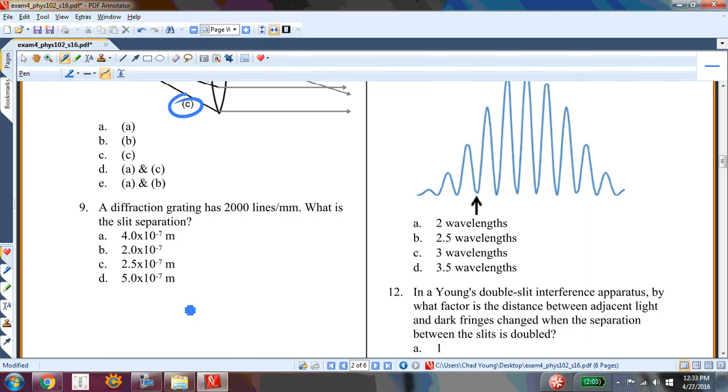A slit has 2,000 lines per millimeter. What is the slit separation? You just take the inverse of this, and that gives you 5 times 10 to the minus 4. That's in millimeters, though. So my right answer, move that decimal place 3 more places and it gives it to me in meters, 5 times 10 to the minus 7.